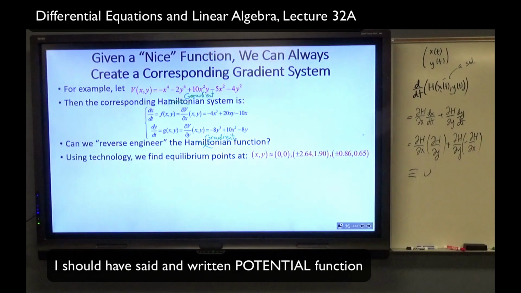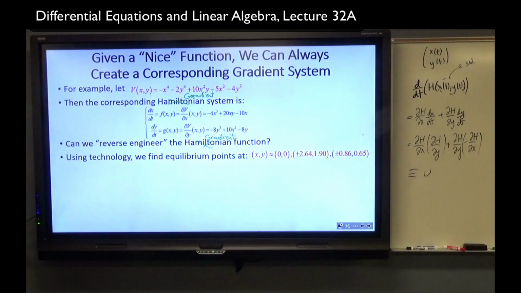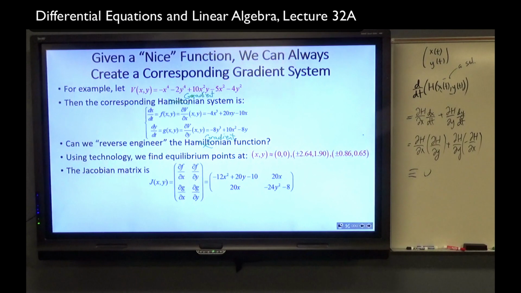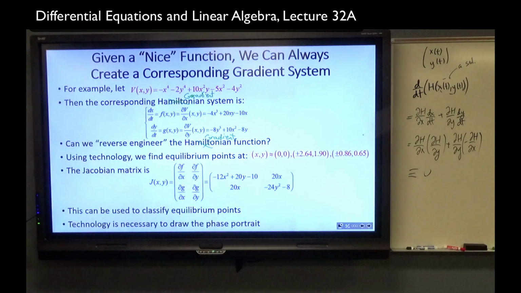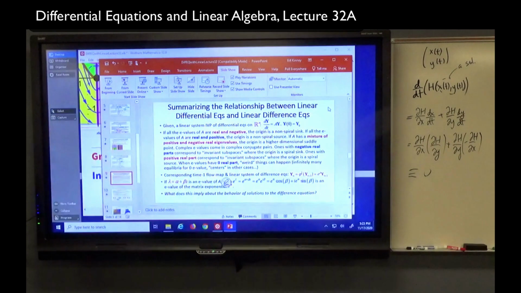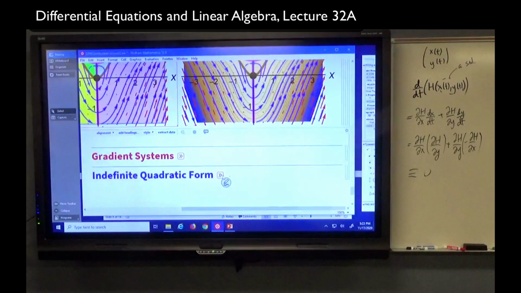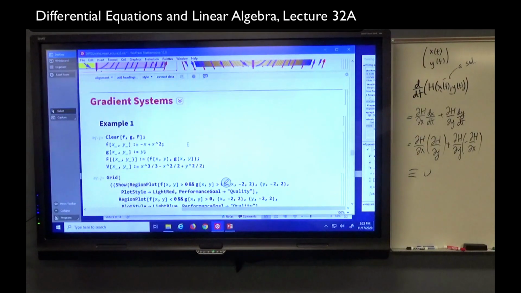The equilibrium points are the same as before. The Jacobian matrix is different than before, but similar, not in the technical sense of linear algebra, but a related kind of Jacobian matrix. And you can use it to classify equilibrium points and help you draw the phase portrait. Let's look at what Mathematica gives us here, and that will be the end of lecture A for this gradient system.